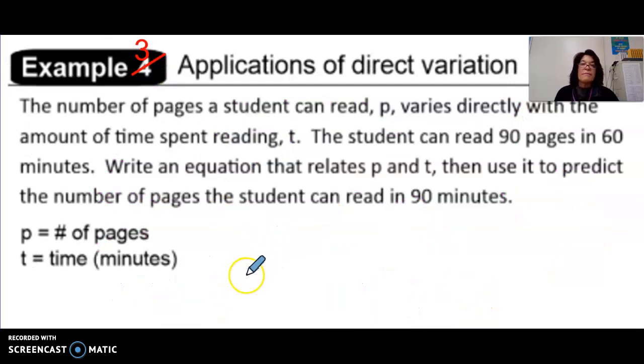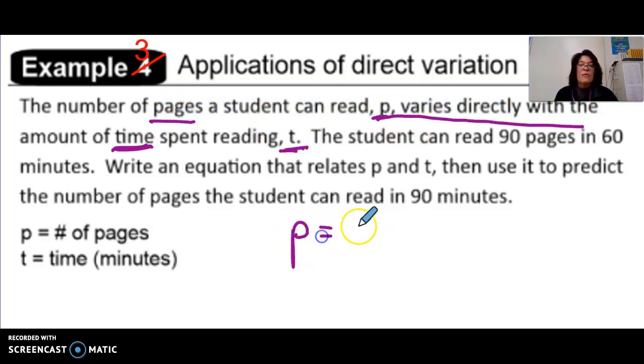The third is kind of a real life application. Again, this is applications of linear equations. The number of pages a student can read, we're going to call that P, varies directly with the amount of time spent reading, and we're going to call that T. A lot of times they use the letters that go with what we're using. Time, let's call time T. Number of pages, let's call that P. I see P varies directly with T. So P equals something times T. That's what that means when I see varies directly.